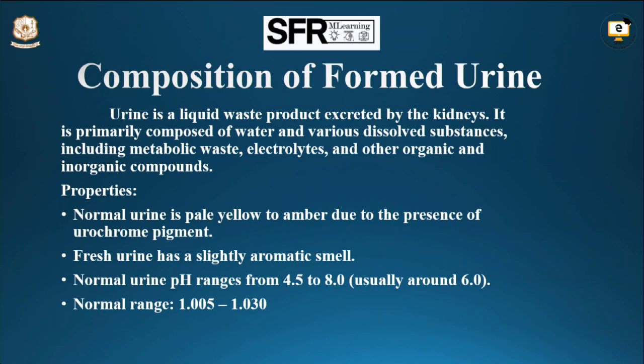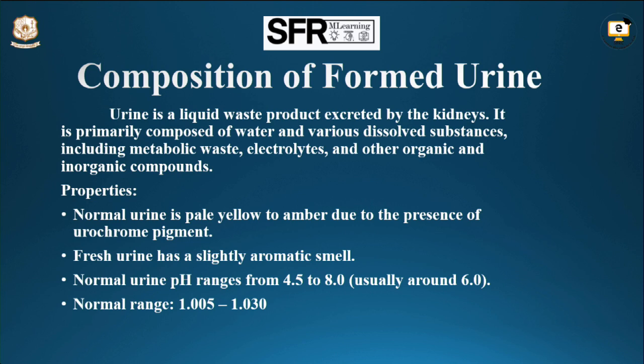We are going to discuss the composition and the properties of urine. Urine is a liquid waste product excreted by the kidneys. It is primarily composed of water. Water is the solvent, and many solutes are also present in the urine, the dissolved substances including metabolic waste, electrolytes, organic and inorganic components. The metabolic waste includes urea from protein metabolism, creatinine and uric acid from the metabolism of our genetic material, and so on.